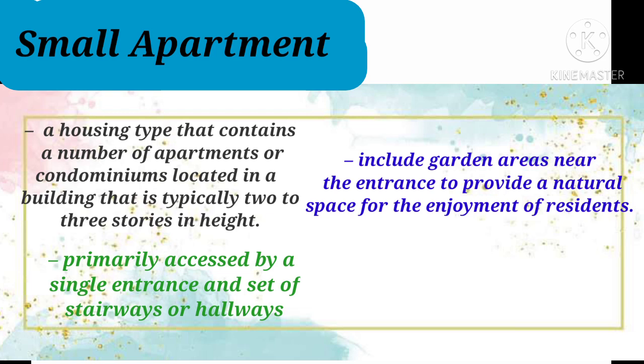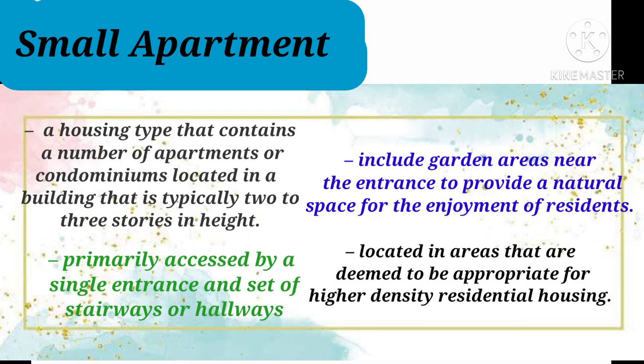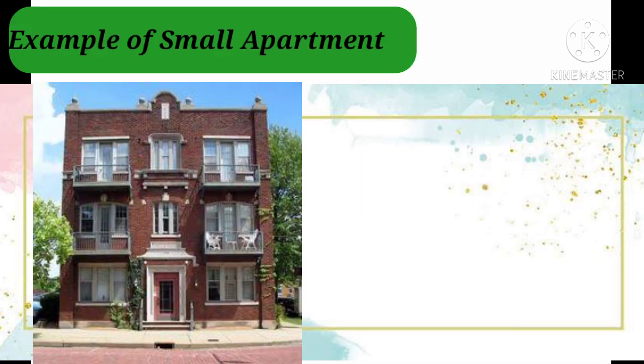Some small apartments include garden areas near the entrance to provide a natural space for the enjoyment of residents. It has 4 to 16 dwelling units per building. Small apartments should be located in areas that are deemed to be appropriate for higher density residential housing. The buildings should be designed to ensure privacy for residents and neighbors and best accommodate the parking necessary. Additionally, a limited amount of private or individualized space for residents outside of the apartment, such as balconies or shared gardens, are valuable added amenities for residents.